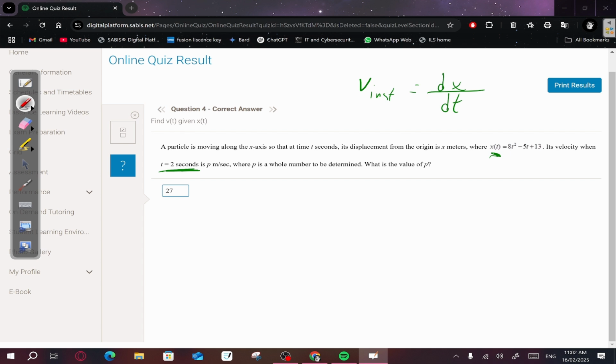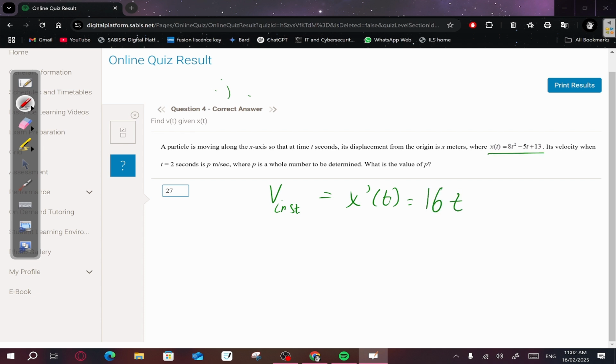Or another way to write derivative notation, you know that if you have a function f of x, its derivative is equal to f prime of x, right? This is the derivative. Okay, so at t equals 2 seconds, the instantaneous velocity, I'm gonna write v instantaneous velocity equals x prime of t, which equals, then you just derive this, 16t minus 5, right? This is the derivative.